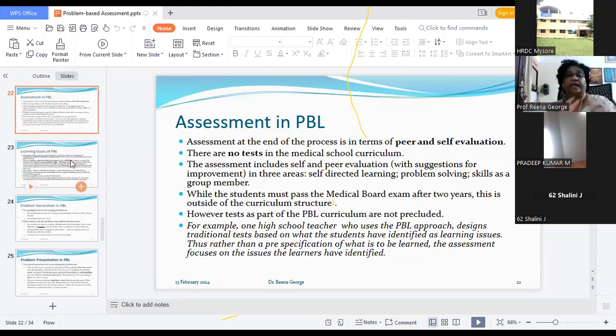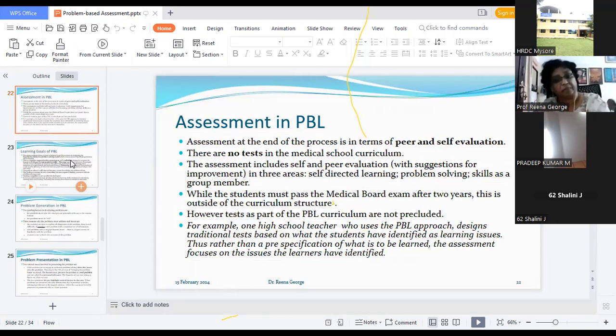Assessment is the end process, which is a process of peer and self-evaluation. See, in problem-based learning, we don't proceed with a formal kind of assessment. It is a kind of self-evaluation that we follow in problem-based learning. That is what we did in the third stage, that is the performance presentation. There you are evaluating yourself, your peers will evaluate you, and even your teacher, who is a coach, will evaluate you. So peer and self-evaluation is the mode of assessment in PBL. There is no conventional kind of examination.